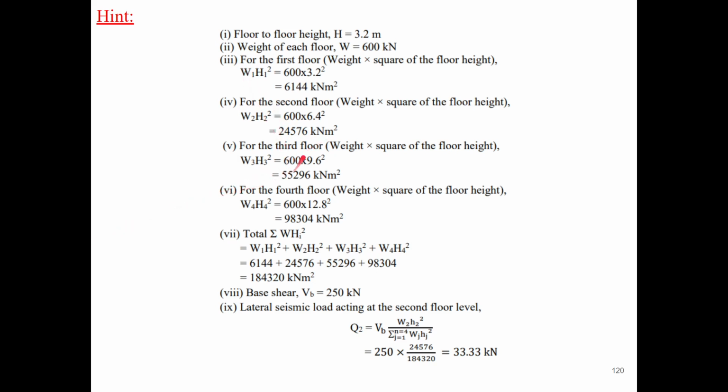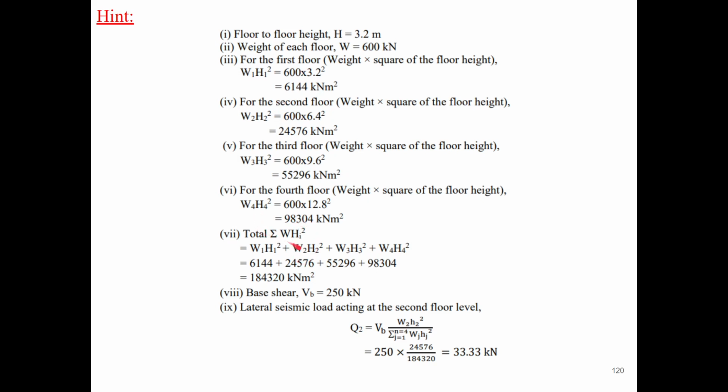So the W value always stays constant, but the height is not the story height. This height is the height of your considered floor from the base, from the ground. For the first floor, the height will be equal to the story height, but for the second floor, the height will be two times the story height. Similarly for the third floor it will be three times, and for the fourth floor it will be four times. So you get the Wi hi square value for the first floor as 6144, for the second floor 24576, third floor 55296, and fourth floor 98304 kilonewton meter square.